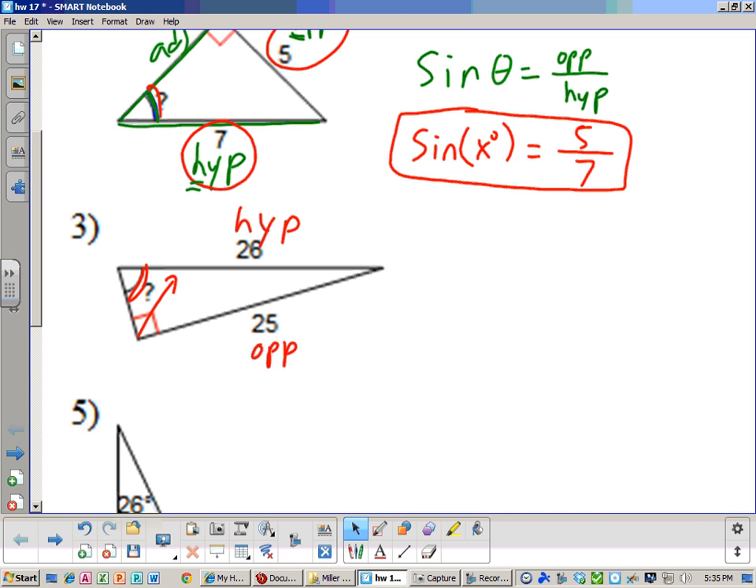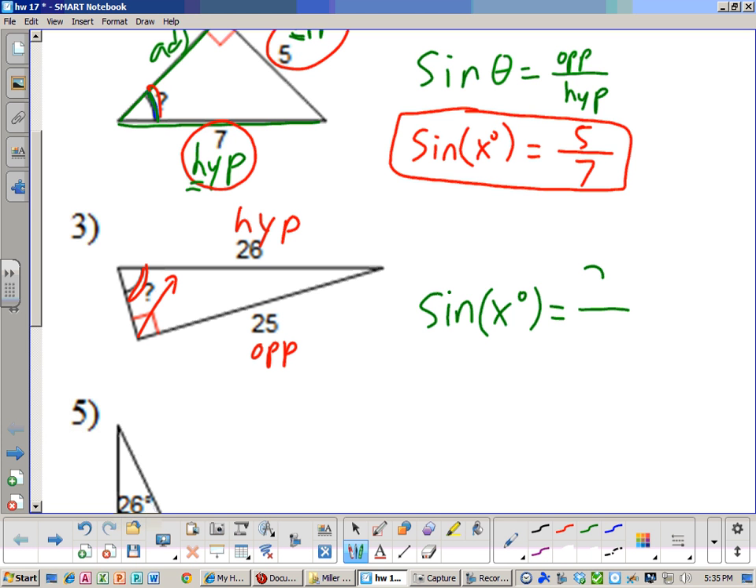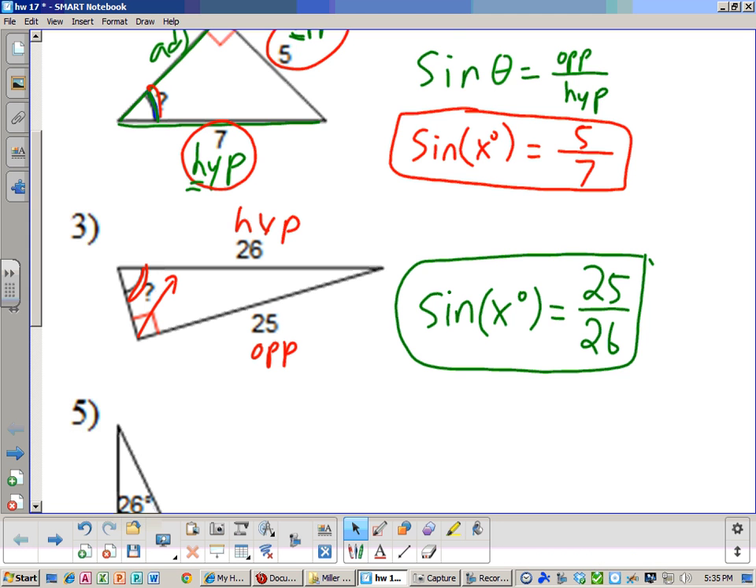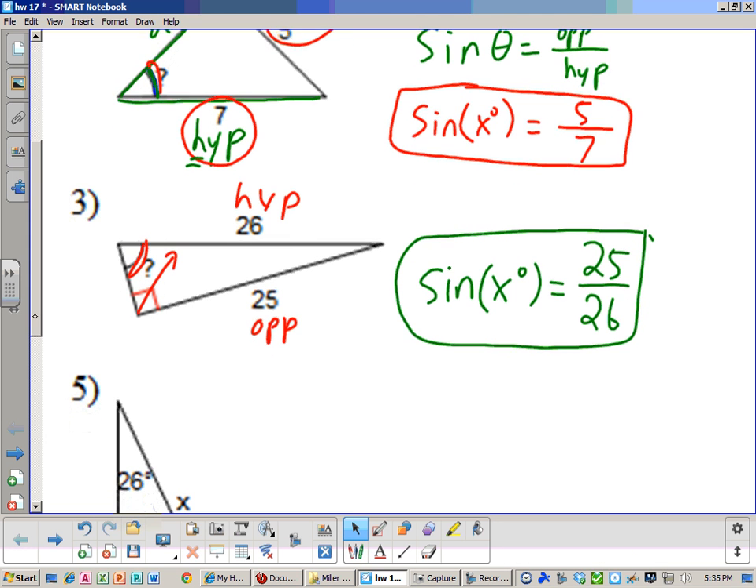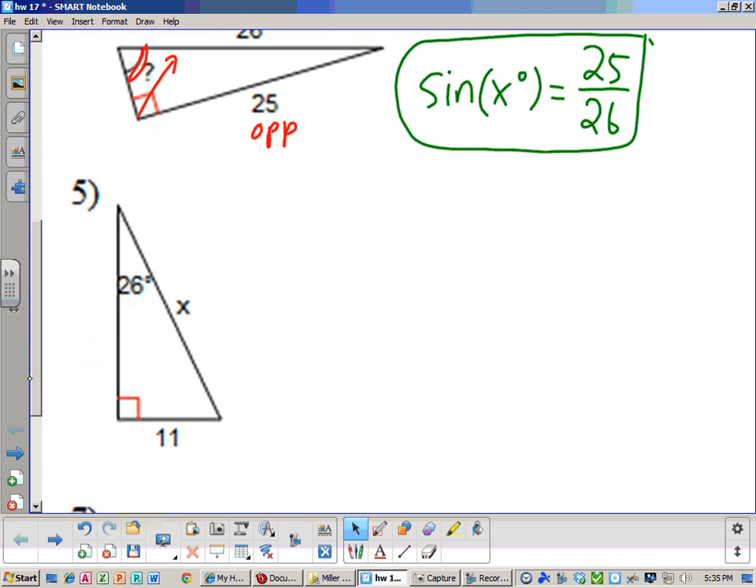Good. So if I'm looking at opposite and hypotenuse, once again, it's the same thing. It's going to be another sine of some x degrees is equal to opposite, 25, and hypotenuse, 26. And there's your answer. And I know y'all can solve the rest easily. But we don't have to solve in the homework anyway, since I know you don't have your calculators. So don't worry about it. No problem. Just write that.